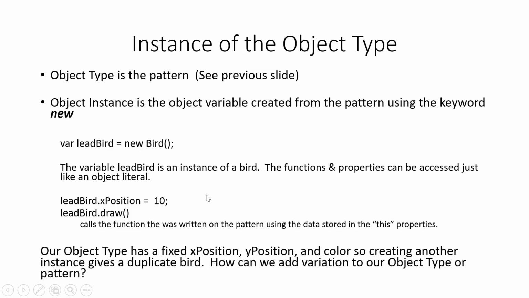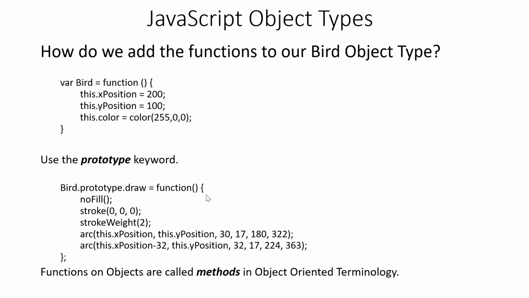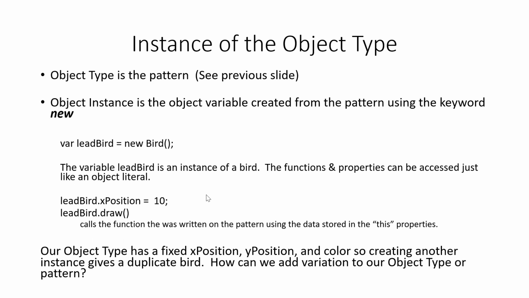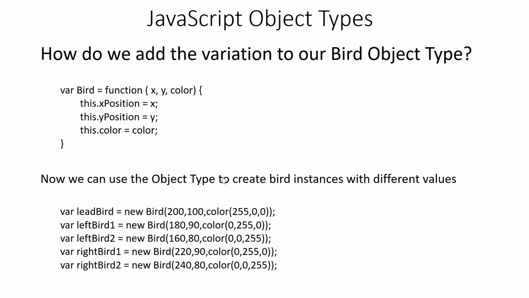Now, our bird has a fixed X position and Y position right now. So every bird that we create is going to be at 200, 100. And if we want to change those positions, we would have to use the dot notation and update the position for every bird we create. Well, it would be nice if we could create the birds with the correct data right away. So let's look at how we can do that.